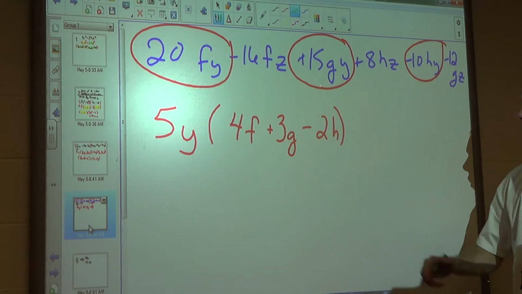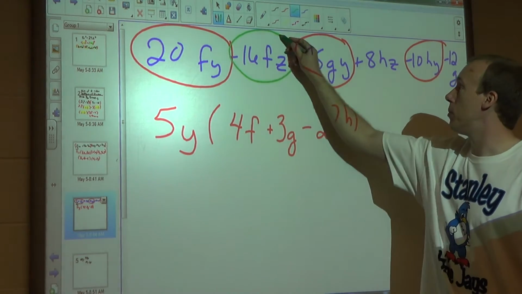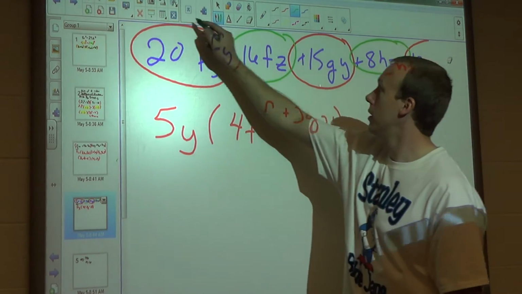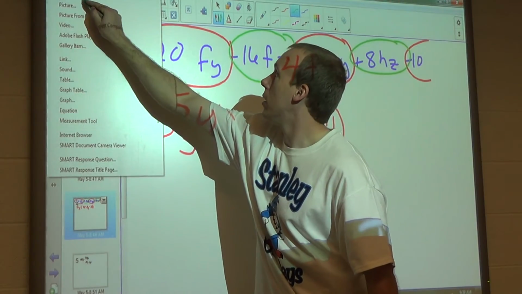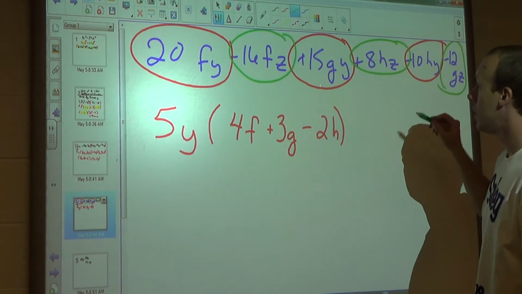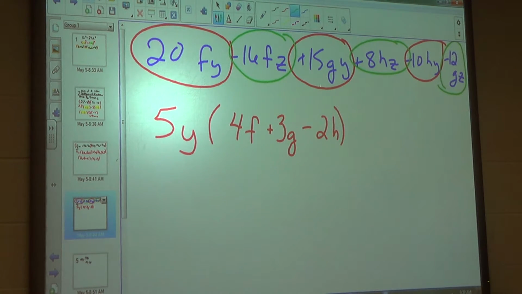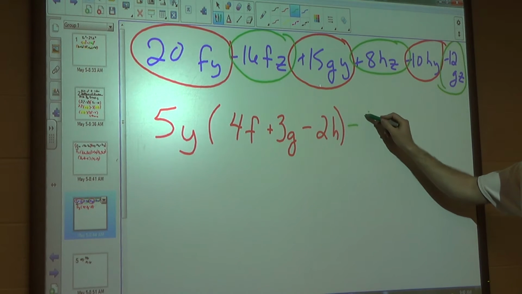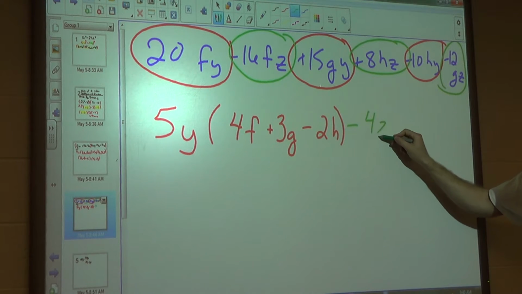Okay, let's group the other one. So now, let's group the other 3. What's in common on these last 3? Yeah, these will work. What's common on these last ones here? A 16, an 8, and a 12. A 4, negative 4, and a Z.